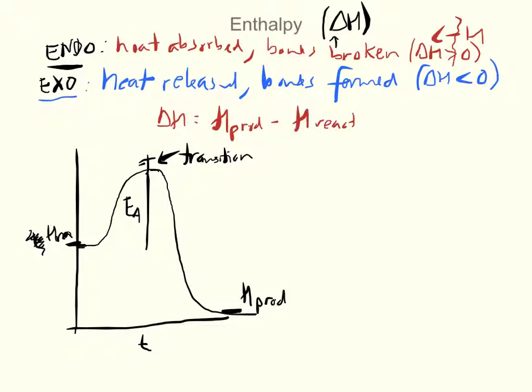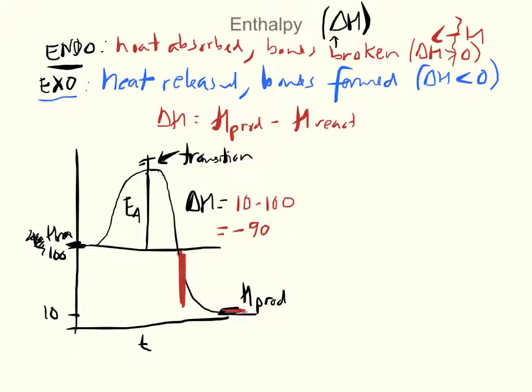Delta H, since this value is much lower than this value, let's say this is like 10 and this is 100, delta H for this reaction would be this distance, this difference right here, this red, which would be our products minus reactants, 10 minus 100, which gives us a negative value. So when the final line is below the initial line on an energy diagram, you know that is a negative delta H, which means it is an exothermic reaction.